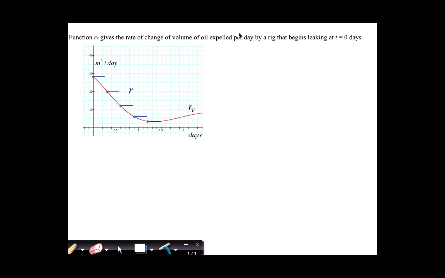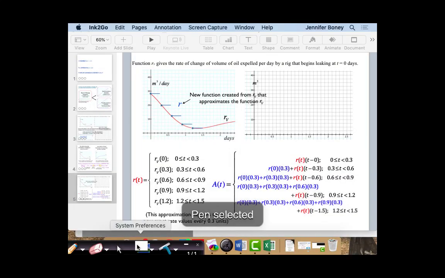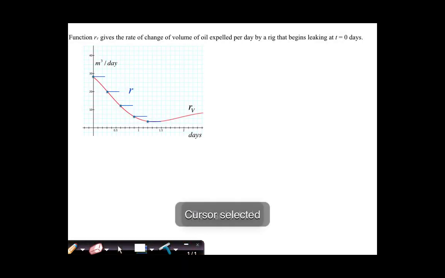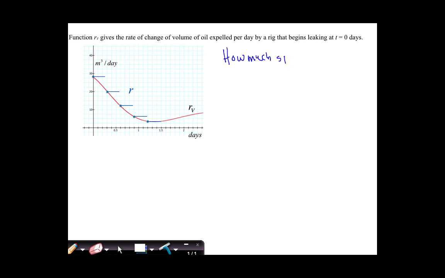Let's see if this will go or if it'll close on me as usual. There we go. So for instance, if I wanted to know how much oil spilled in the first 0.3 days, if that's all I wanted to know, in the first 0.3 days, meaning between time 0 and time 0.3.